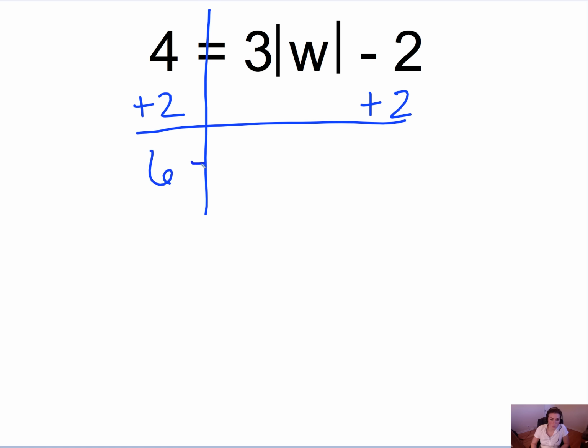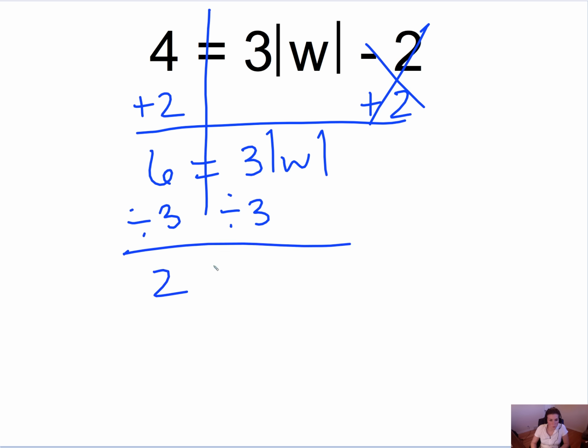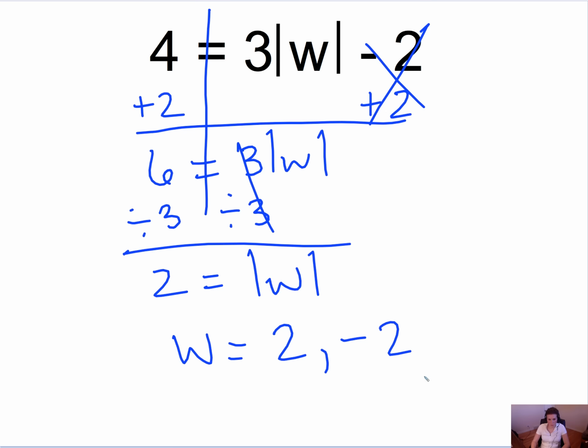So 4 plus 2 is 6. Bring this down the way that it appears, and these cancel. Remember that absolute value symbols, while they're not the same as parentheses, act as parentheses in terms of it meaning 3 times w, so that's multiplication, so we want to divide by 3 on both sides. So this would be 2. These cancel, and we get the absolute value of w by itself. Now that it's by itself, we know that w can either equal 2 or it could equal negative 2.